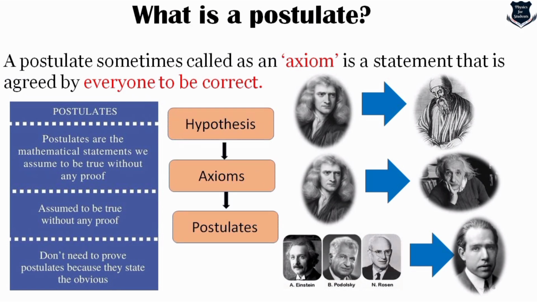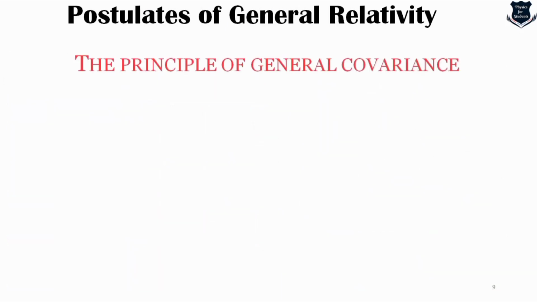So this is a kind of chronology: from hypothesis we come to axiom and then to postulates. There might be some differences, but this is more or less an accepted flow in which hypothesis and postulates come. Why we are talking about postulates will soon become clear. Now you see, the general theory of relativity is actually based on two postulates.